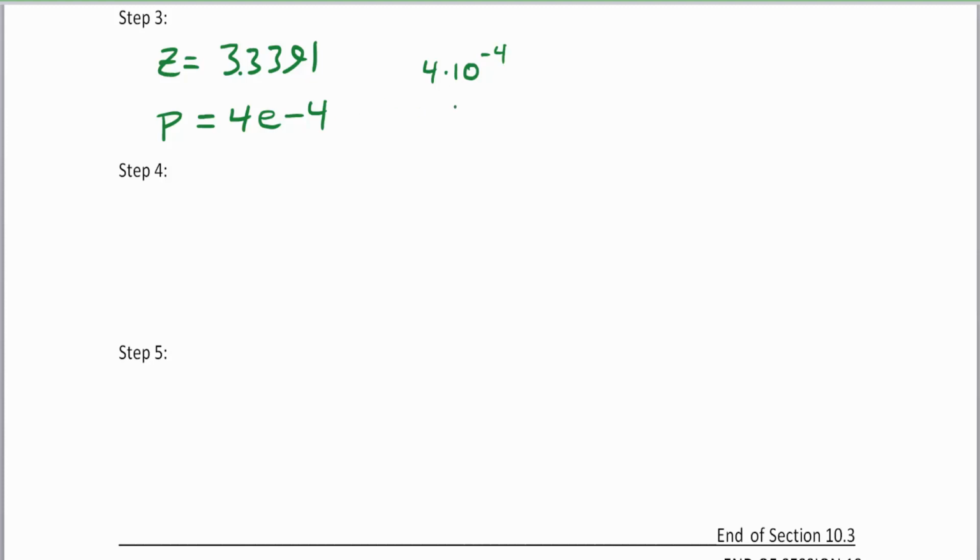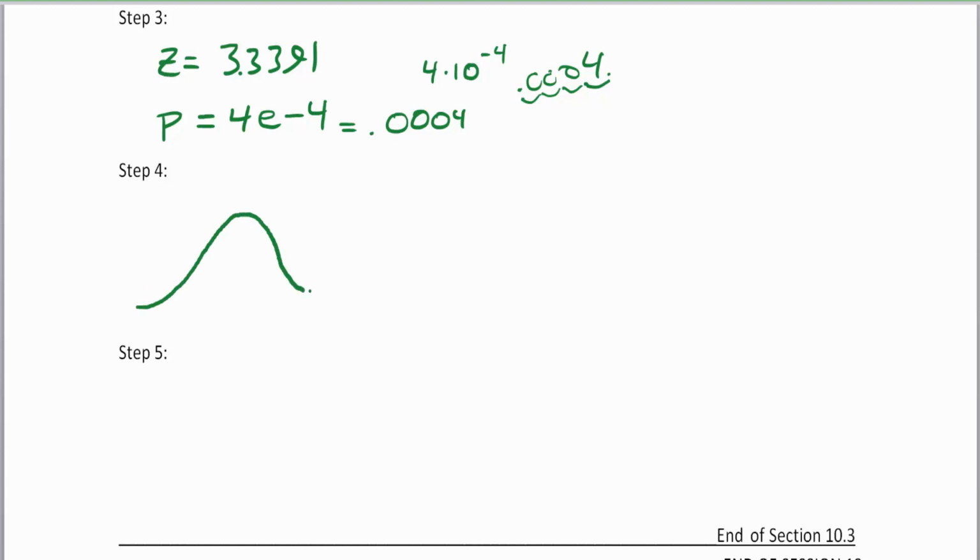The e stands for exponential notation. So it means move the decimal 4 spaces to the left. So we have our 4.0, and we move the decimal 1, 2, 3, 4. So this puts 3 zeros in front of it. So this p-value is in fact 0.0004. Okay, which makes our p-value very small.